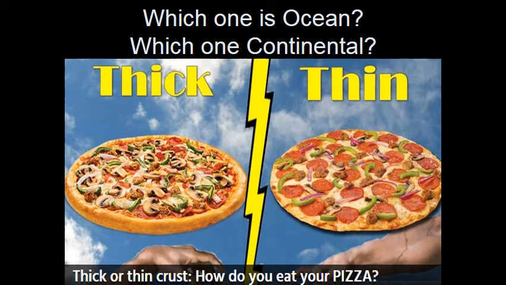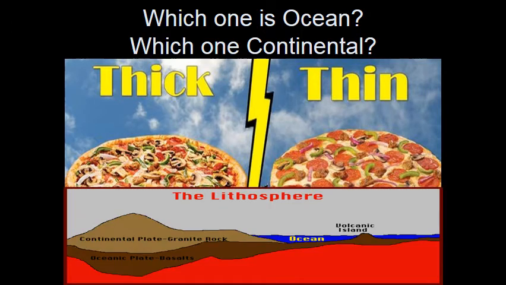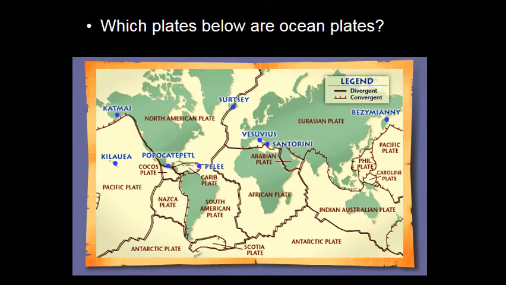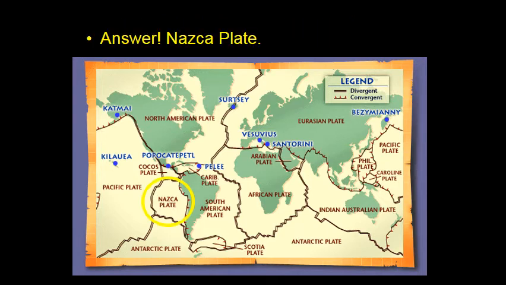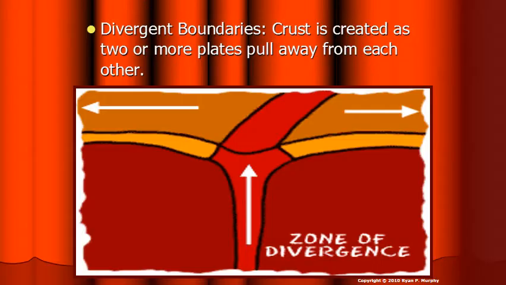So which one's ocean, which one's continental? Yeah, there we go. Thick crust is continental, thin crust is the ocean crust. So which plates below do you think are ocean plates? Take a look at it. Can you find them? Looks like that one is an ocean plate, right? That guy's an ocean plate. So we have a couple of different ocean plates there, or areas that are all ocean plates, but you can also talk about this area as being oceanic crust. That area.